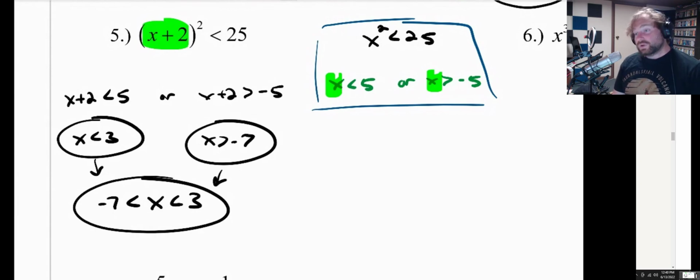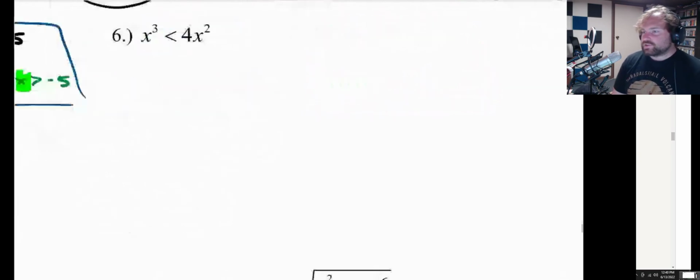0 plus 2 is 2. 2 squared is 4. 4 is less than 25. So totally works. Pretty cool. Let's try an exponential situation here. X to the third power less than 4x squared.